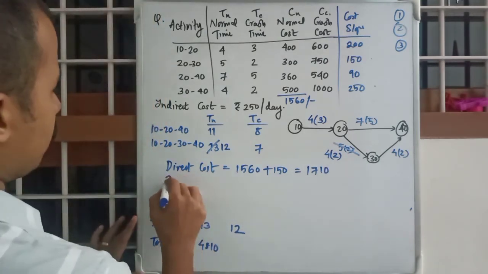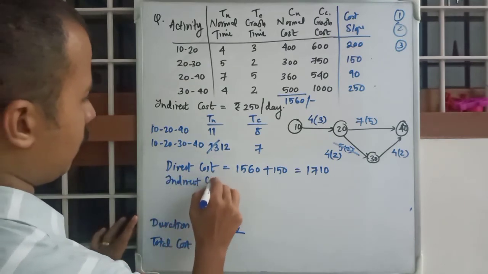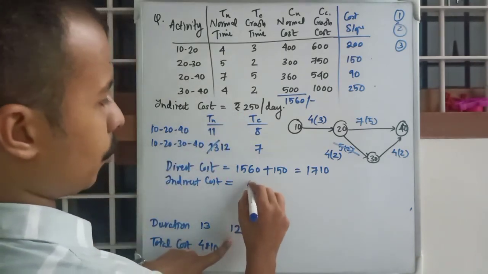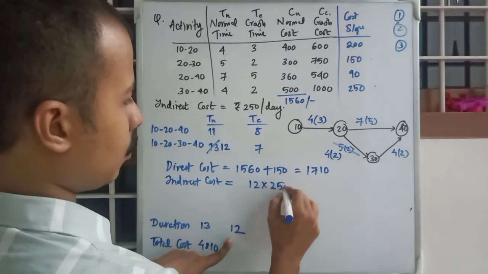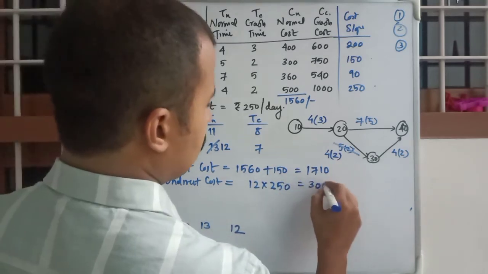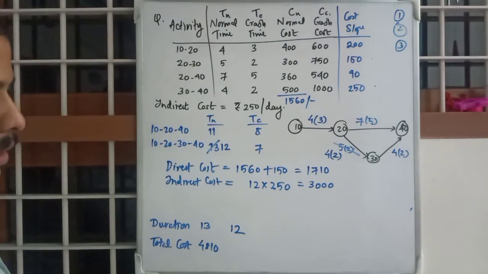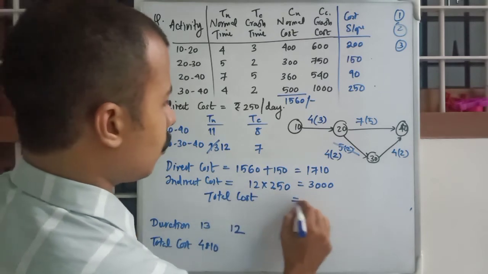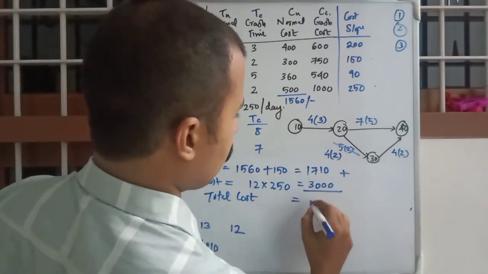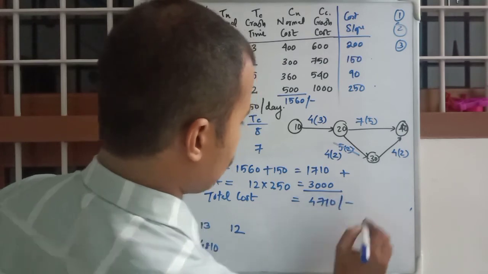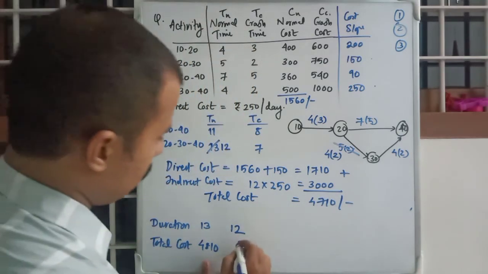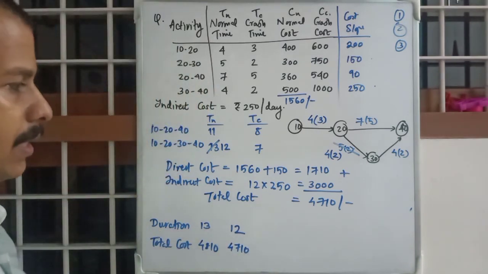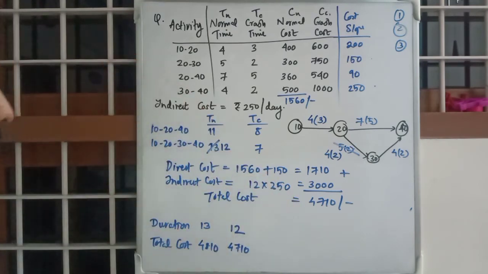And indirect cost, as you can imagine, it's 250 per day. That is, duration is 12 into 250. That's equal to 3000 rupees. Okay, so total cost is equal to, adding these two, 4710. So corresponding to 12 days, you will have to pay this much. The cost is reducing, right? So the graph is going down.